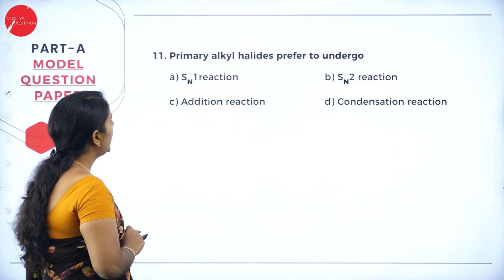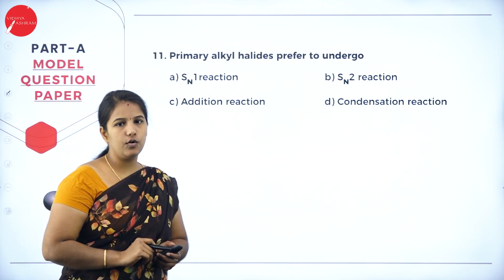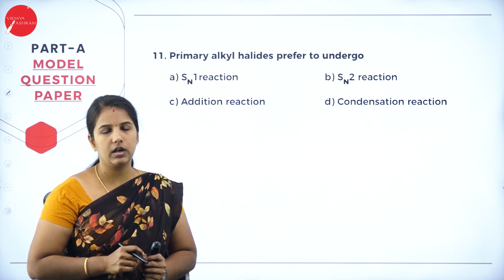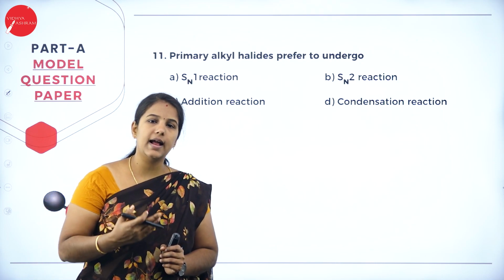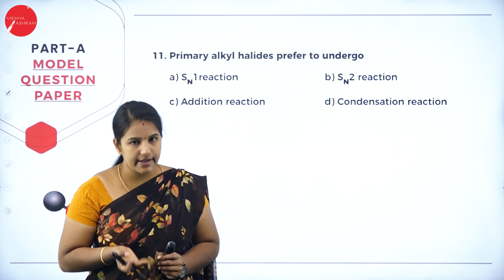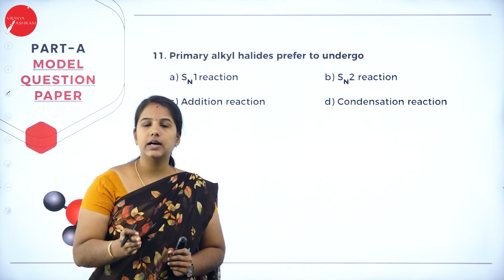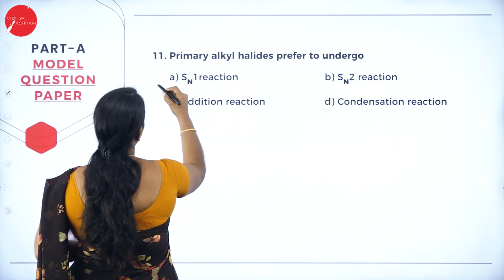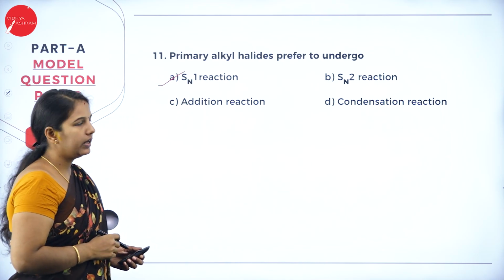Next, primary alkyl halide prefers to undergo what type of reaction? This is a question from haloalkanes and haloarenes. We know that a primary alkyl halide always prefers to undergo the SN2 mechanism, whereas a tertiary alkyl halide prefers to undergo the SN1 mechanism. So, the answer is SN1 reaction.